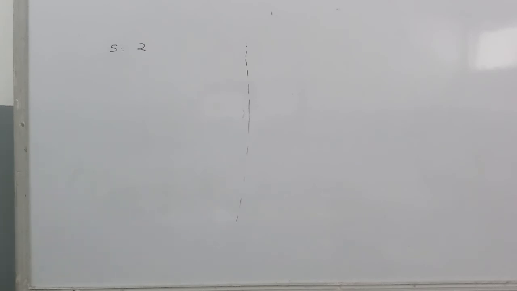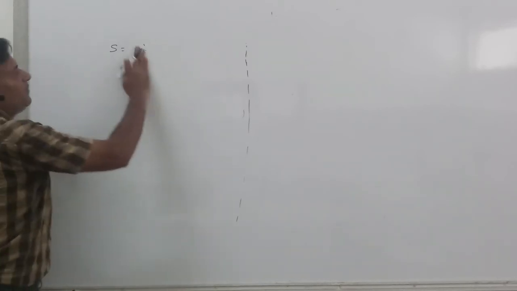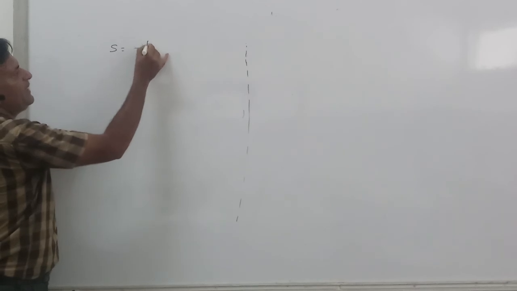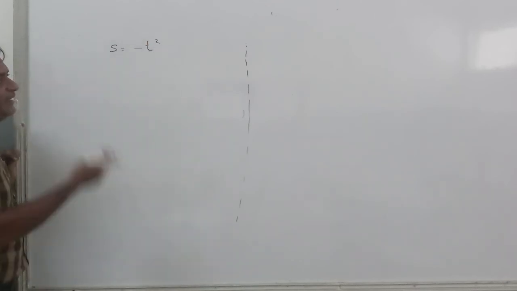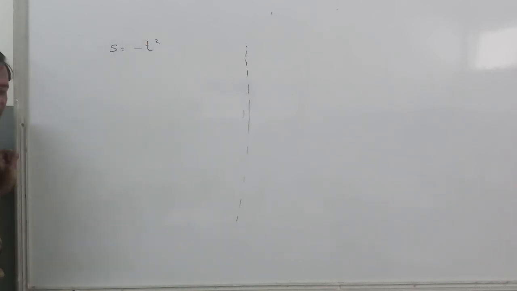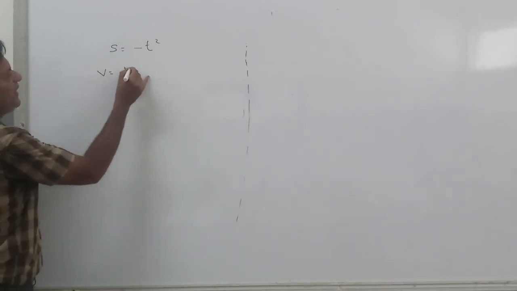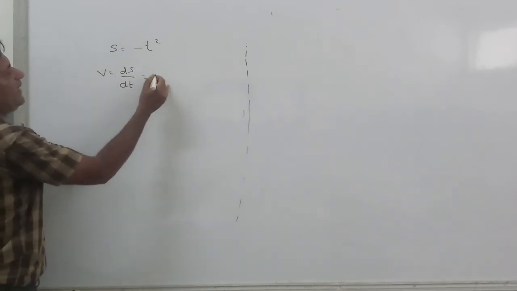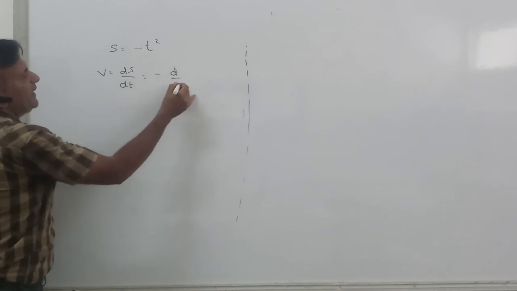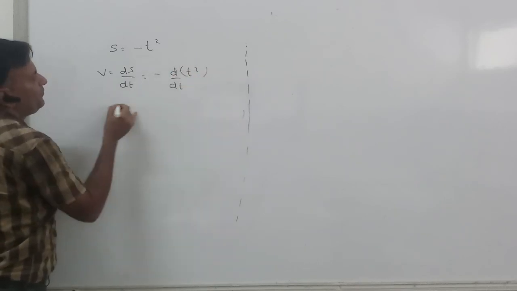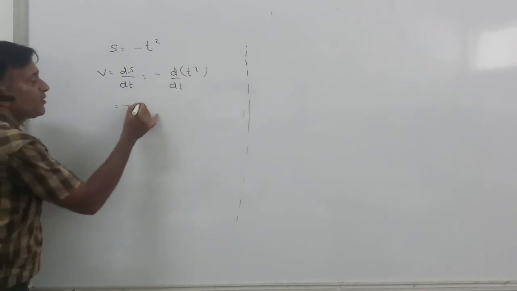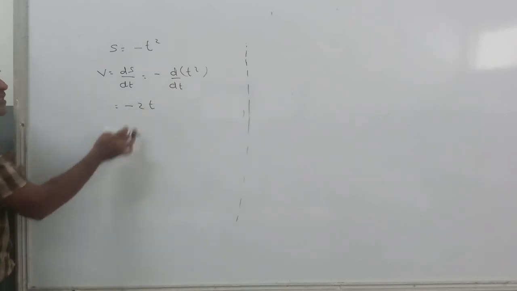Okay. Now let's come to this. The distance covered by the body is minus t square. You are supposed to find the acceleration or retardation. First we find the velocity. Velocity equals ds over dt. Minus sign outside, d by dt of t square. Minus sign as it is. What is the derivative of t square? It is 2t. This is what? This is velocity.